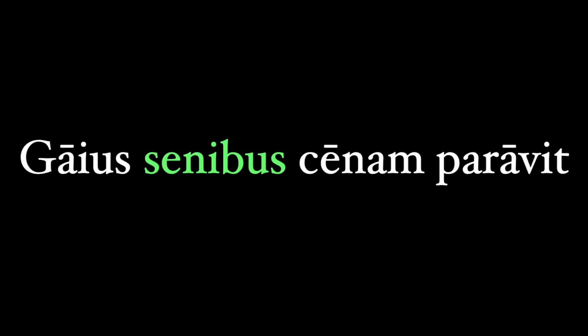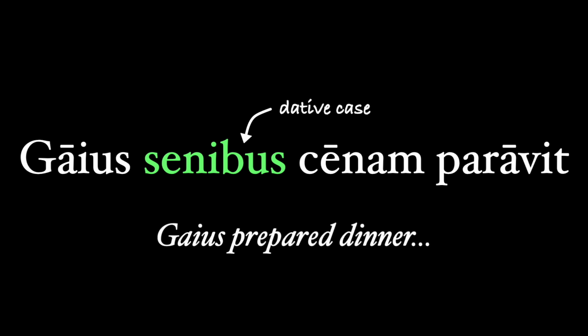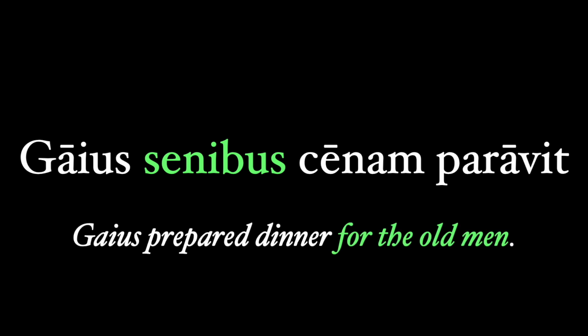Sometimes you'll see the dative used in a sentence like this. Gaius senibus caenam paravit. The verb paravit itself isn't one of giving, showing, or telling, but senibus, old men, is still in the dative case. In English, "Gaius prepared dinner, but to the old men" doesn't sound right. Think about it for a second and see if you can come up with a better translation. So in this situation, "for the old men" works better, and we are going to want to add the translation "for" to our understanding of the dative.